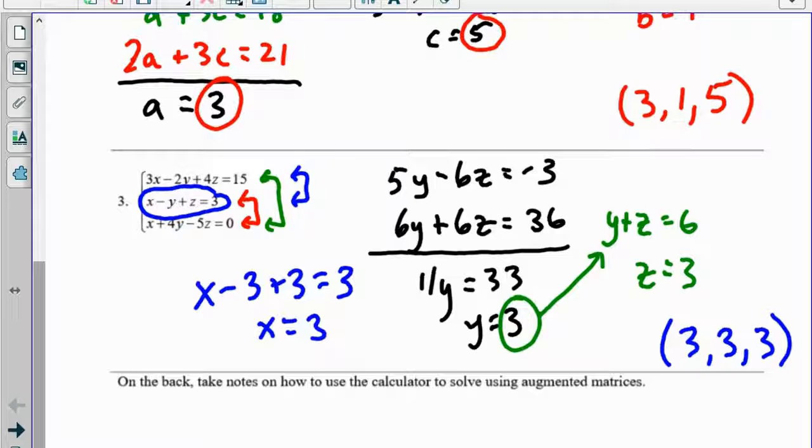On the back of this sheet, you're going to take notes on how to use the calculator to solve systems of equations using augmented matrices. Please do that using the other video with dealing with calculators.